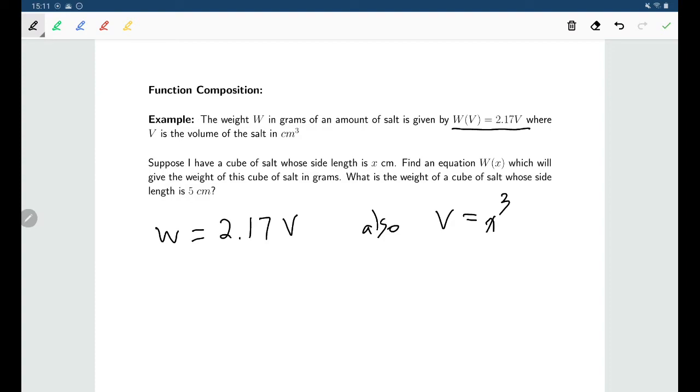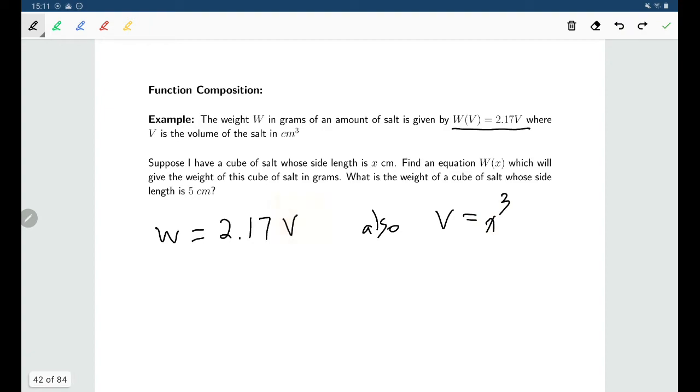So then the next thing that I need to do is ask myself this: how do I put these together so now I've got a function that's just strictly in terms of weight and x. So here we've got a relationship between weight and volume. Now we've got a relationship between volume and x. And so my plan here is what I'm going to do is take volume in this equation and replace it with what volume is equal to, x cubed.